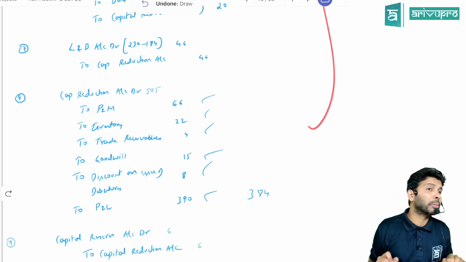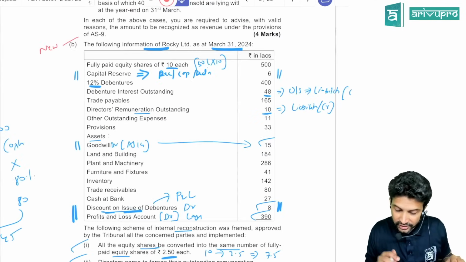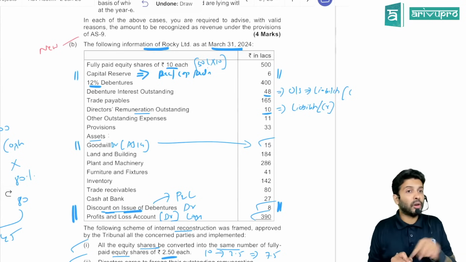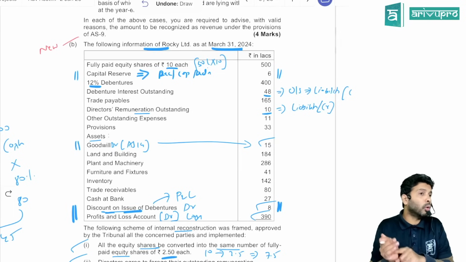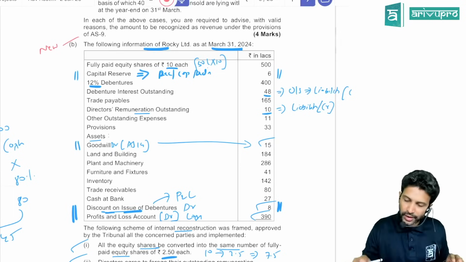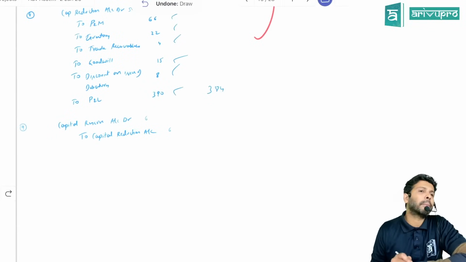There is a shortage of how much? 6. What is that 6, sir? Capital reserve. I mean, we wrote it previously only. If required, you can transfer from capital reserve to capital reduction account. Since we have a shortage, we'll pass one more entry. Capital reserve account debit to capital reduction account 6.